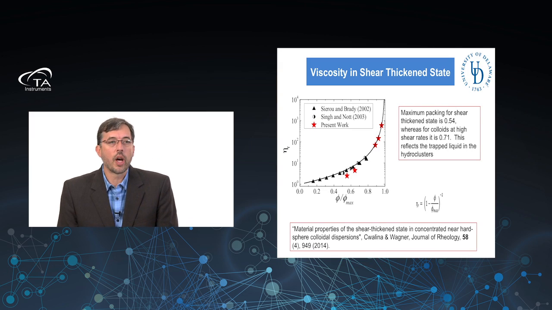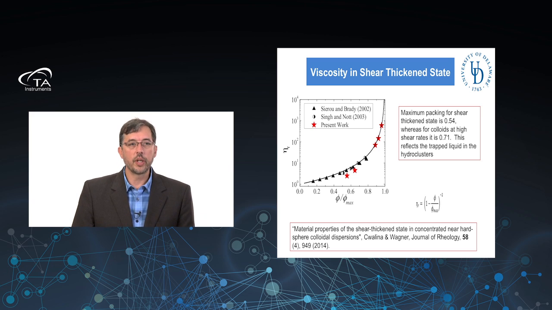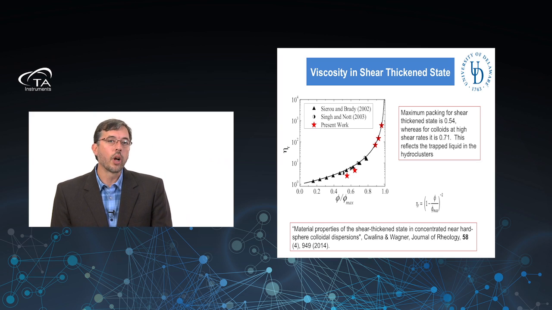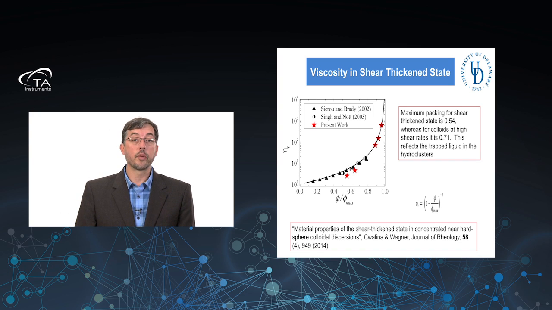And we can see that. What's plotted here is the relative viscosity that we measure. Those are the red stars for 5 different volume fractions in the shear thickened state, that is in that high shear plateau, plotted as a function of volume fraction divided by a maximum packing fraction. That maximum packing fraction that we find is about 0.54 for the shear thickened state. And that should be compared to what I showed you before as 0.71, which is the maximum volume fraction for the high shear viscosity, which is the same as what we would see in a non-Brownian non-colloidal suspension, okay?